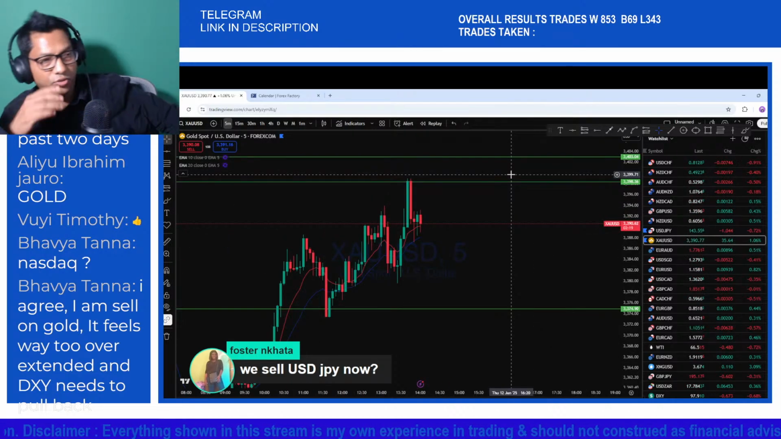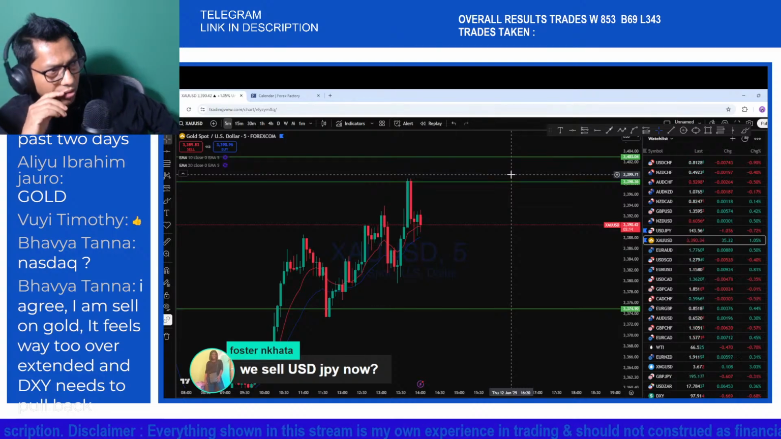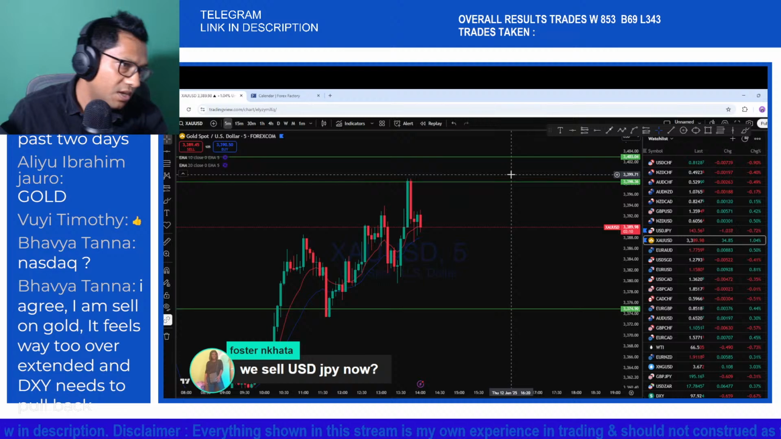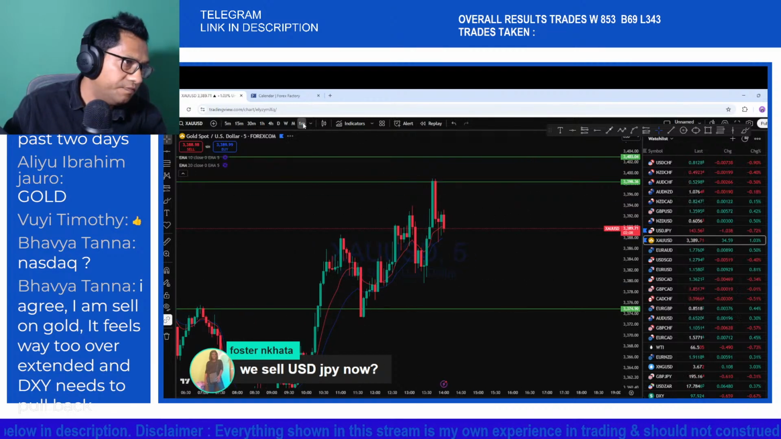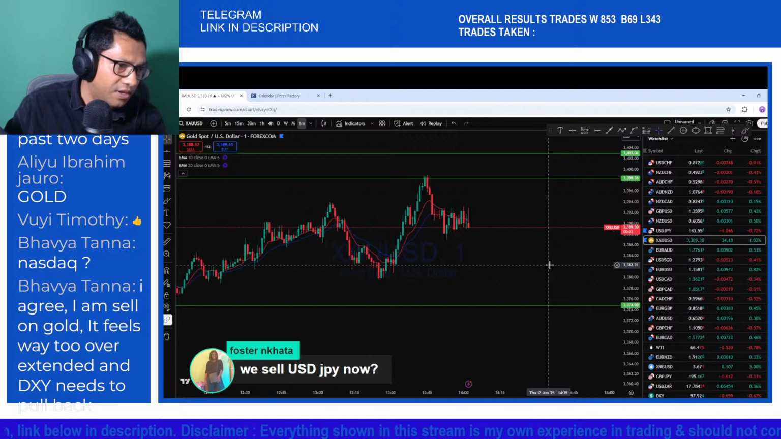Okay, so here you can see the market in this area on gold. What I think, for our candle close, is that we might see a potential rejection here.